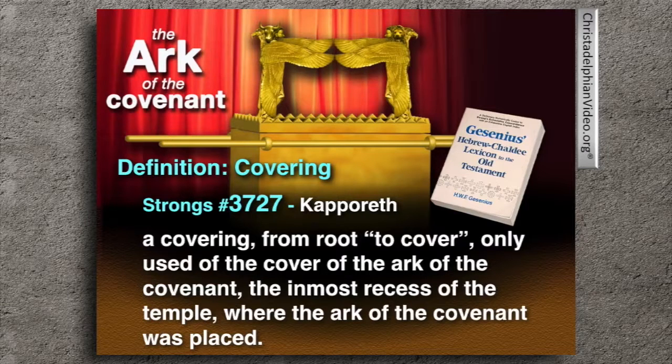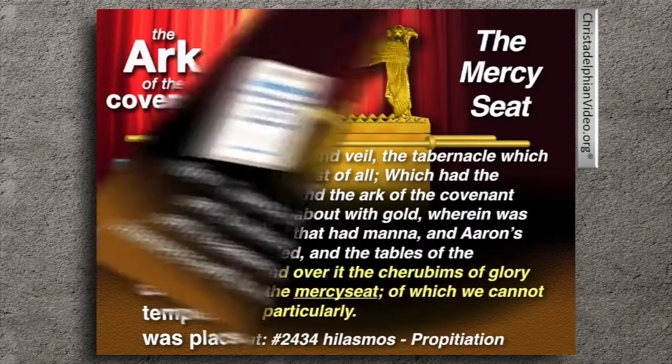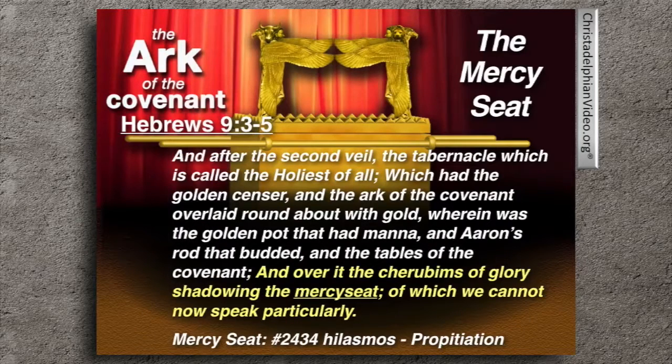The word mercy seat, of course, is the covering. It's the word kaporet, which basically means to cover. It's used only of the ark of the covenant, the most inner recess of the temple where the ark of the covenant was placed. It simply is, brothers and sisters, the lid that covered. But of course, it has a greater meaning than that.